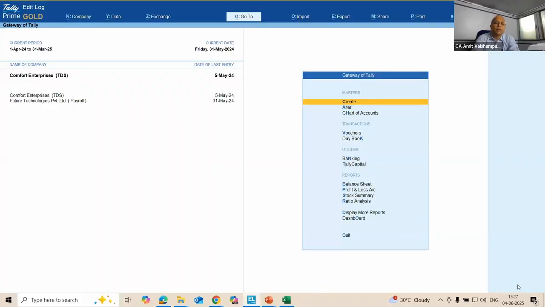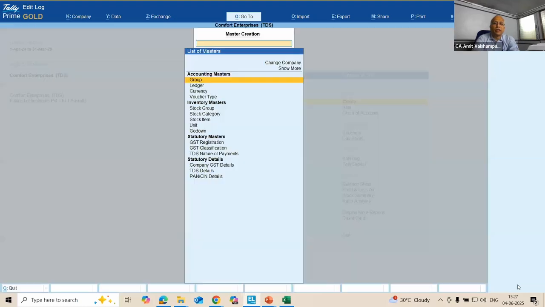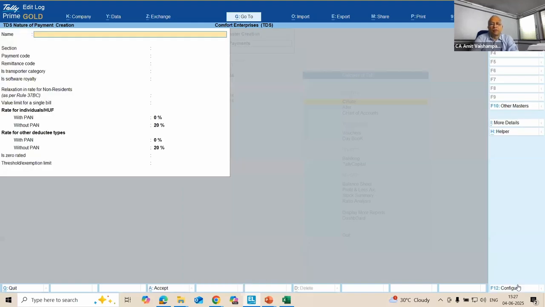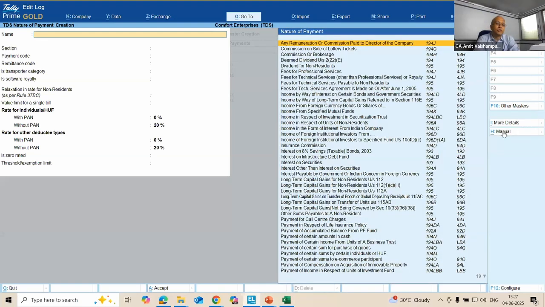Next, once we have enabled TDS, it will ask us to create what we call TDS nature of payment, right? Since all of us are attending my session, you must be knowing all the provisions of TDS. I just want all of you to check whether my Tally knows all the provisions of TDS. So there's a helper. This provision, you can see it on the screen. There are about 25 lines visible, and there are 19 more lines.